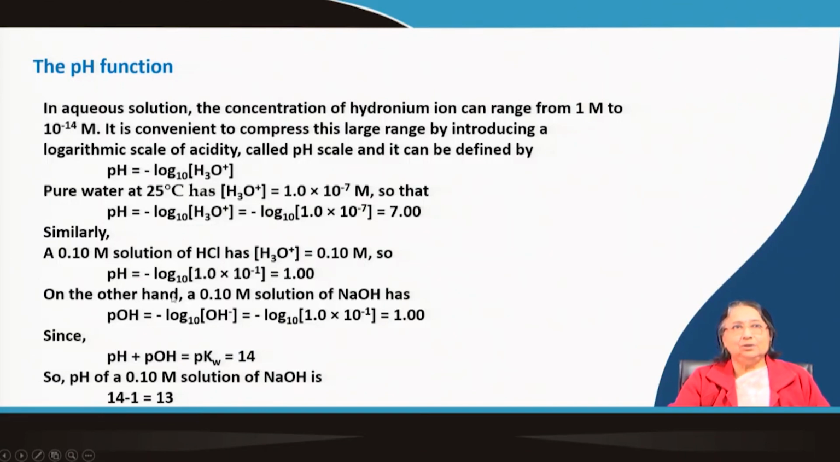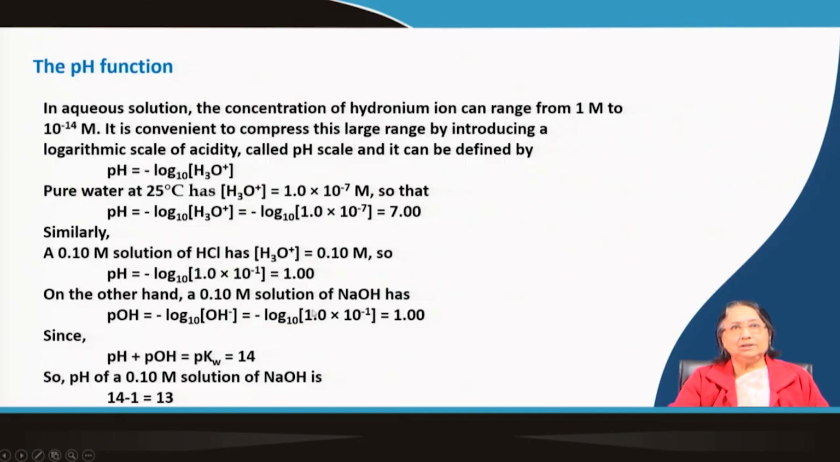Similarly, a 0.1 molar solution of HCl has H3O+ equal to 0.10 M. So, pH will be minus log of 1.0 into 10 to the power minus 1, that is 1. So, pH is nothing but minus log of H+ ion concentration or hydronium ion concentration. Similarly, pOH is nothing but minus log of OH- ion concentration.